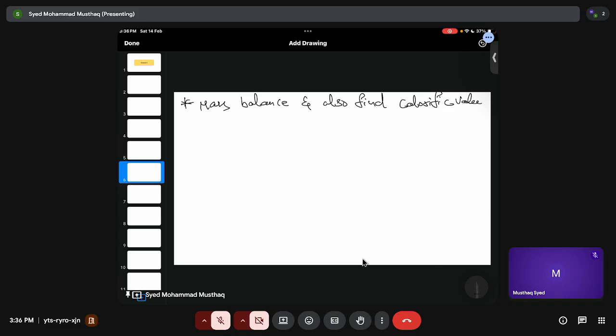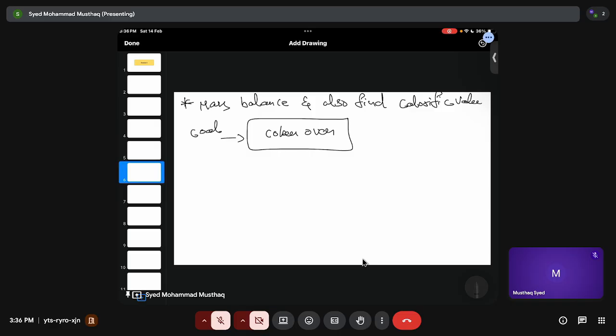Now, at first, let's do the mass balance. Let's say you have a coke oven, which is at a certain temperature. Now let's say I have involved my coal. So this is an example problem. You might get problems like this in your assignment also.